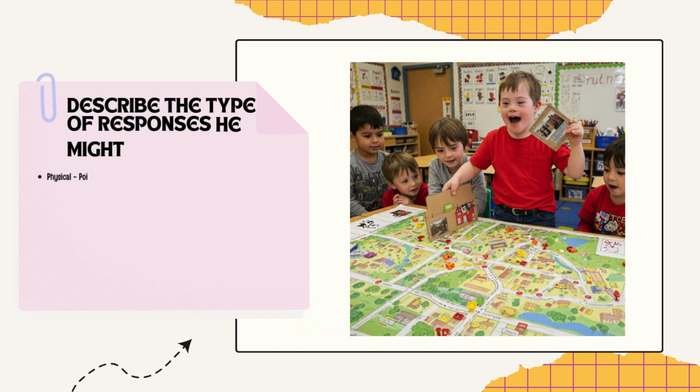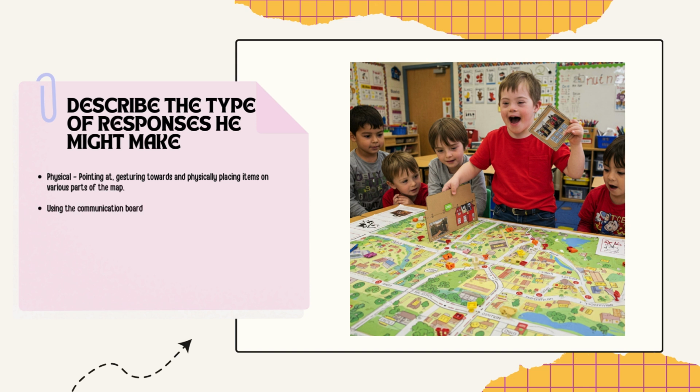Describe the type of responses he might make. Physical, pointing at, gesturing towards and physically placing items on various parts of the map. Using the communication board for specific choices, navigation and preferences, like, dislike, 1 or 2 word sounds for emphasis when gesturing, pointing or making board choices.